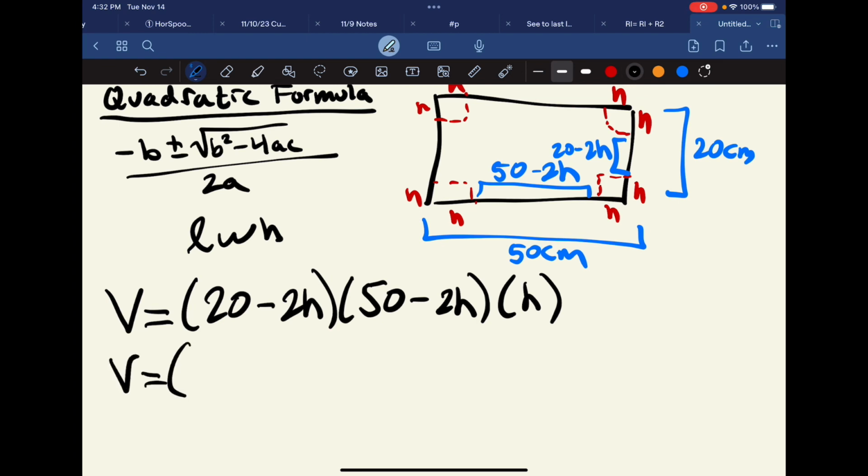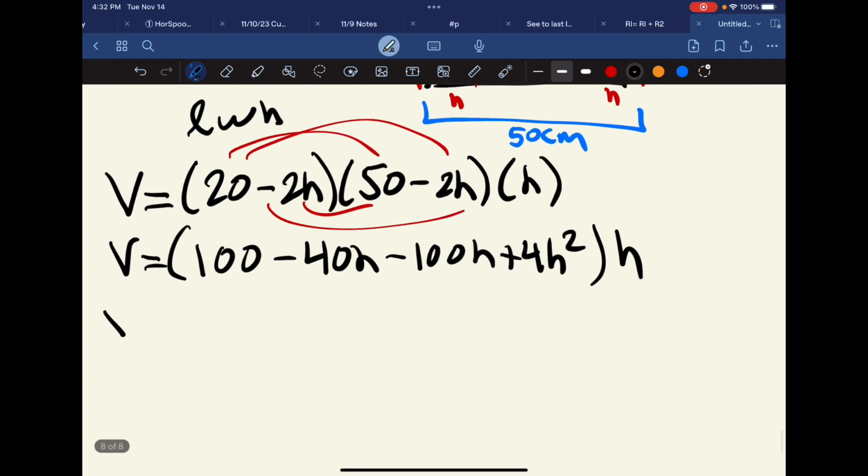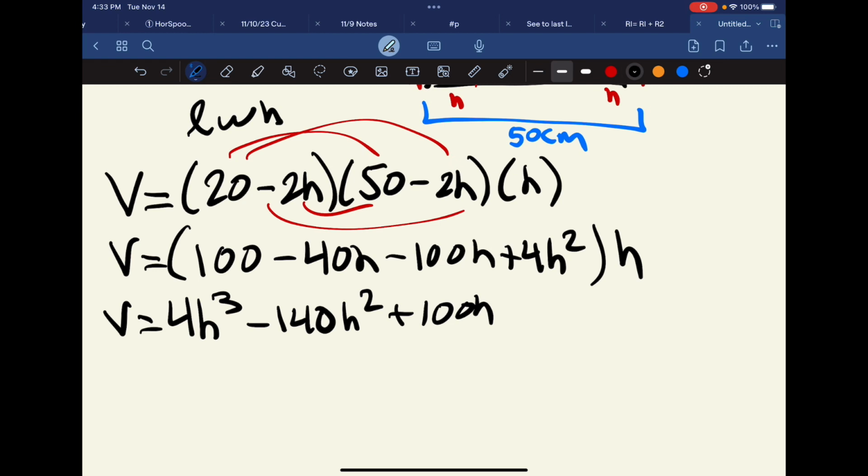So first, let's do FOIL with these two terms. And we're going to get 100 minus 40h minus 100h plus 4h squared, all times h. So we are going to get 4h cubed minus 140h squared plus 1,000h, right? Because we're doing 20 times 50, so that should be 1,000h.